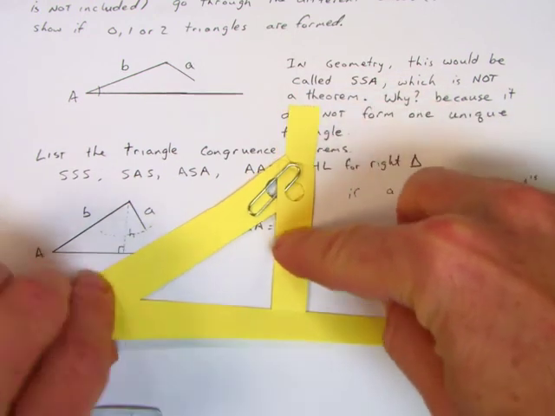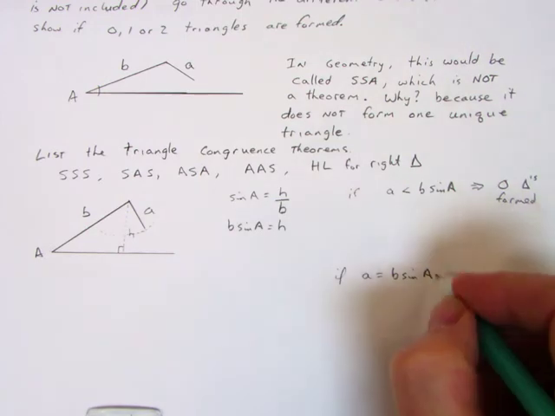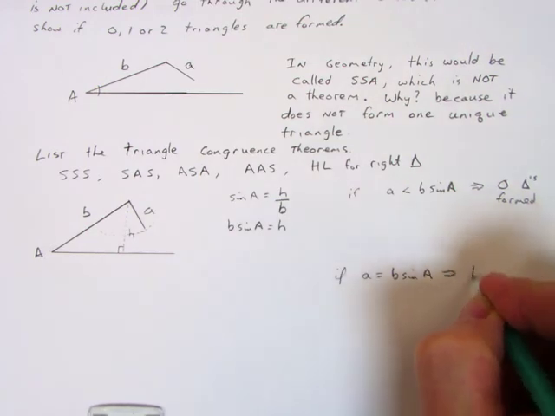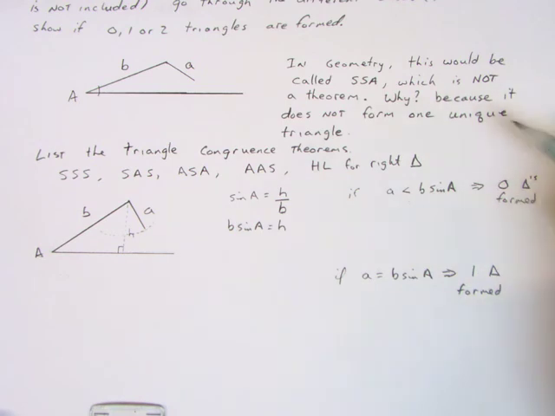How many triangles are formed? Well, there's one triangle. If there's only one triangle formed, there must be something unique about it. Let's take a look again at our triangle congruence theorems. Which theorem is that?